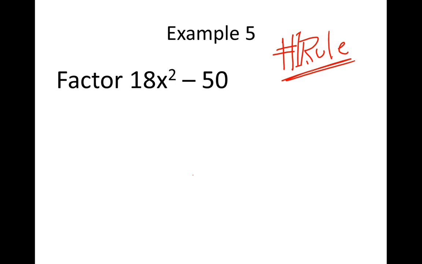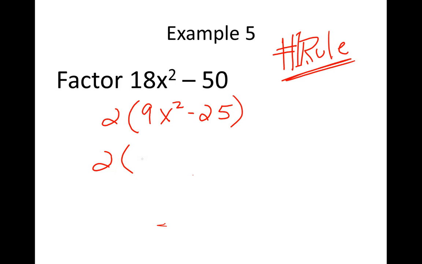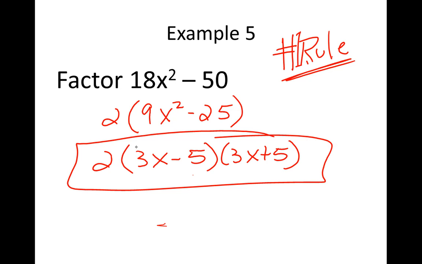Common factor here is 2. So now I'm left with 9x squared minus 25. Now I can factor inside here. Don't forget your 2. You'll get 2 times 3x minus 5, 3x plus 5. If you're going to miss it, it's probably going to be forgetting to put that 2 there. Make sure you don't do that.